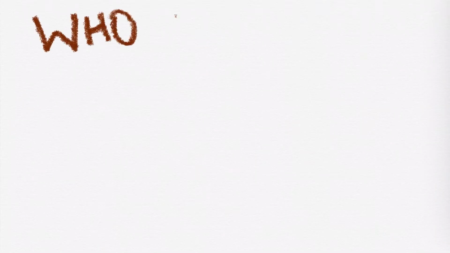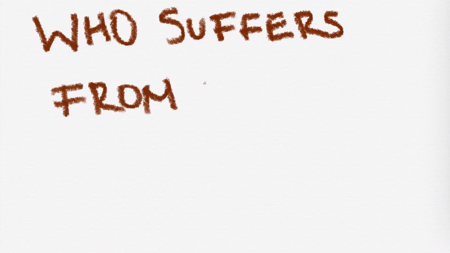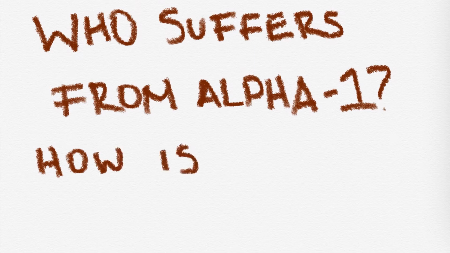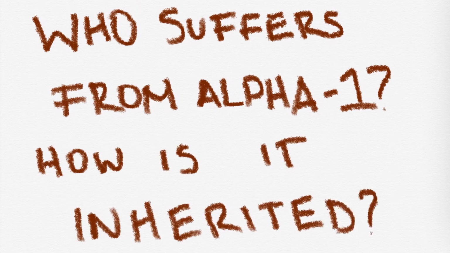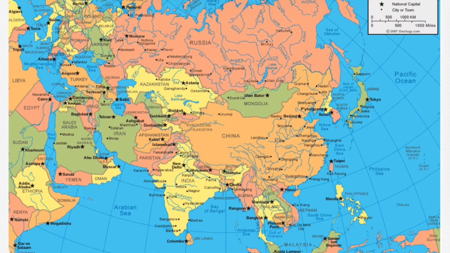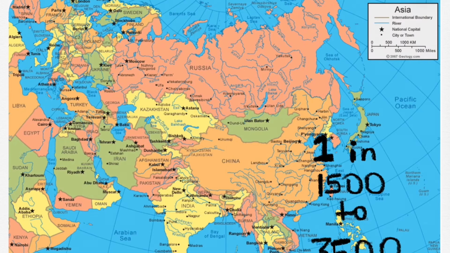You may be thinking, who actually suffers from α-1 antitrypsin deficiency, and how is it inherited? Although anyone can suffer from this disease, people of European descent are affected the most. α-1 affects approximately 1 in 1,500 to 3,500 individuals of European descent. The highest proportion of inheritance comes from Iberia, Northern Europe, and Saudi Arabia.